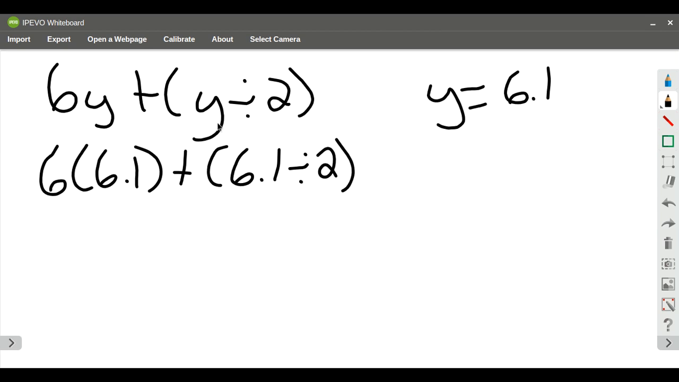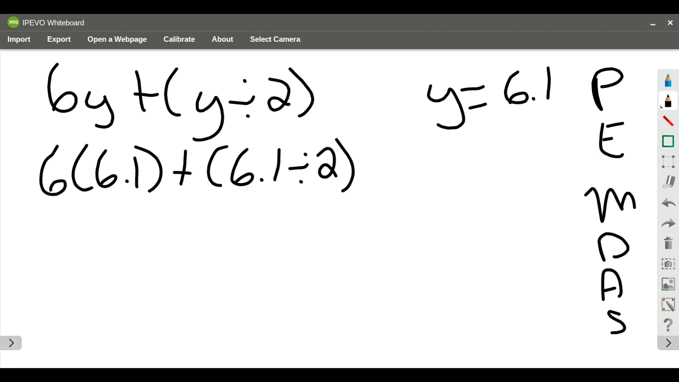The first step I'm going to do is I'm going to do this parentheses, because remember our order of operations is we do parentheses. So we do parentheses, exponents, division, multiplication left to right as they come, addition, subtraction left to right as they come. So because these are in parentheses, I'm going to do that first. So I'm going to do 6 and 1/10 divided by 2.